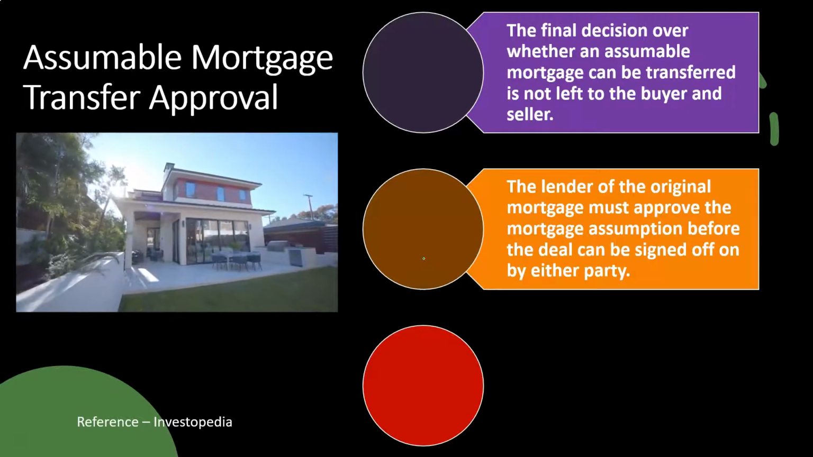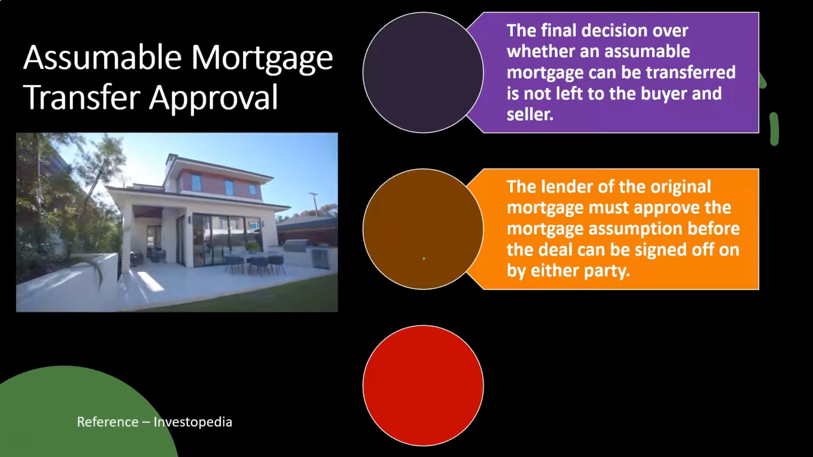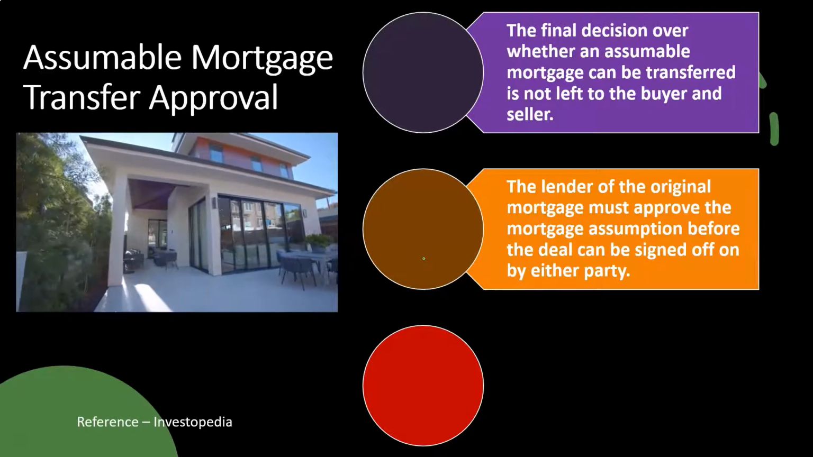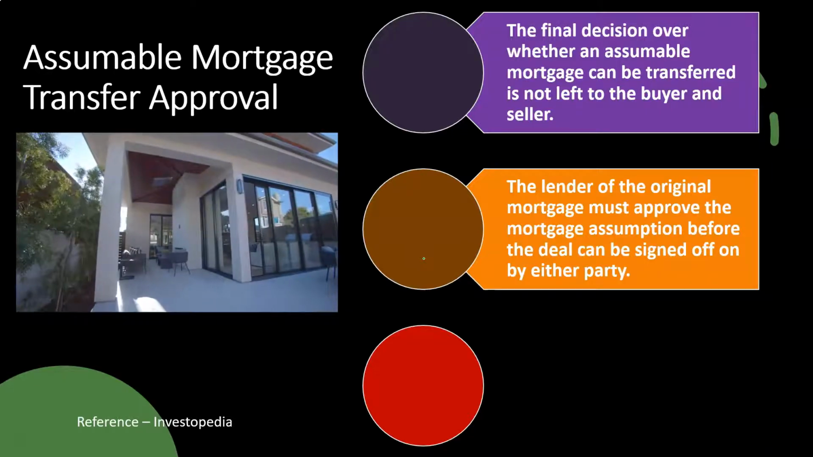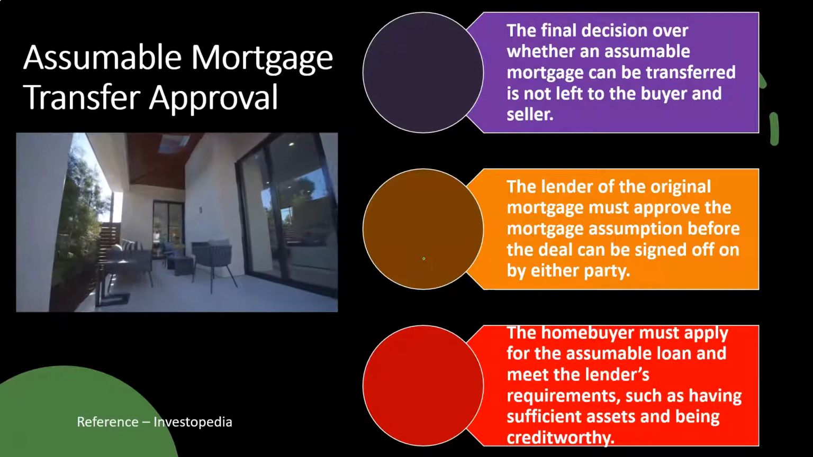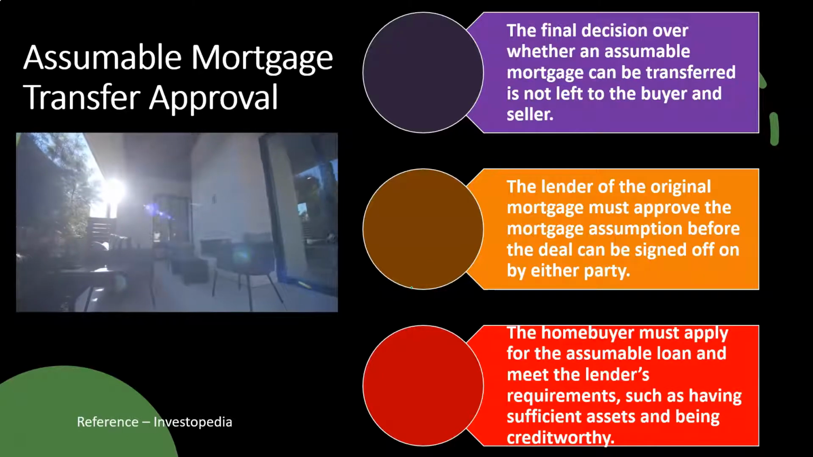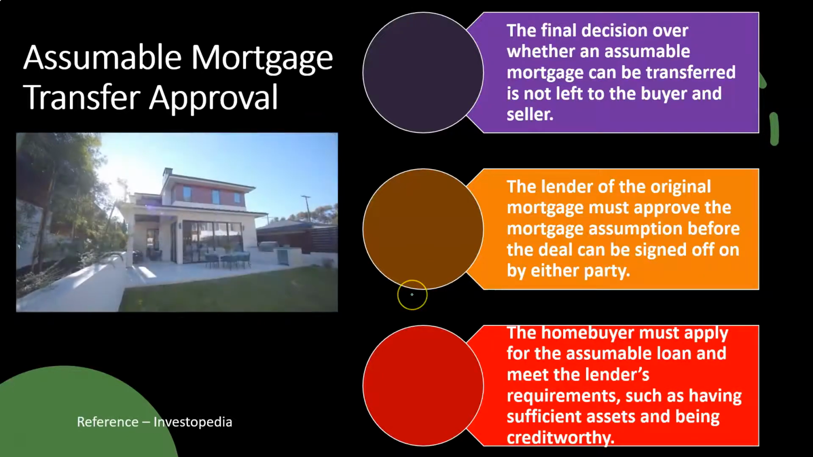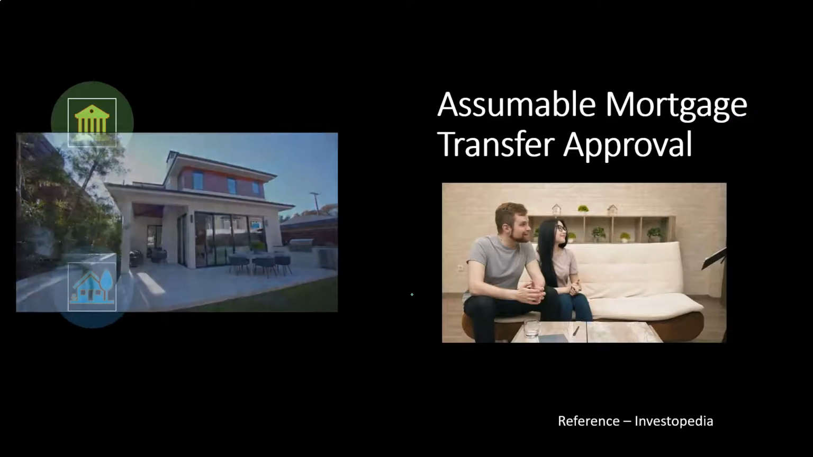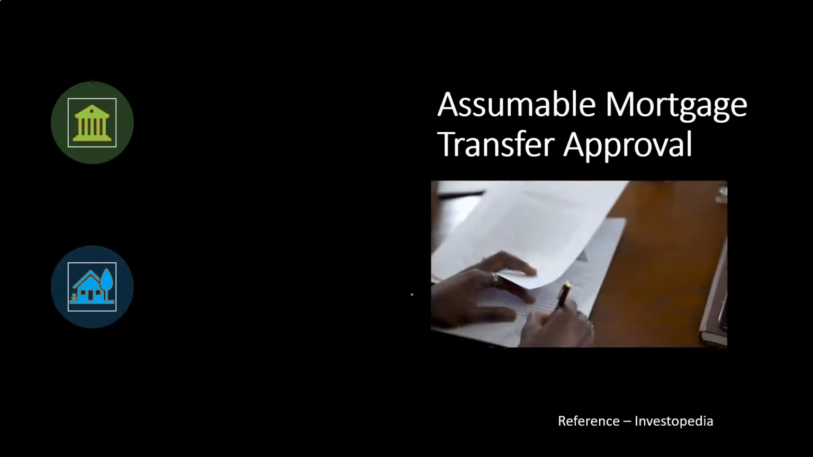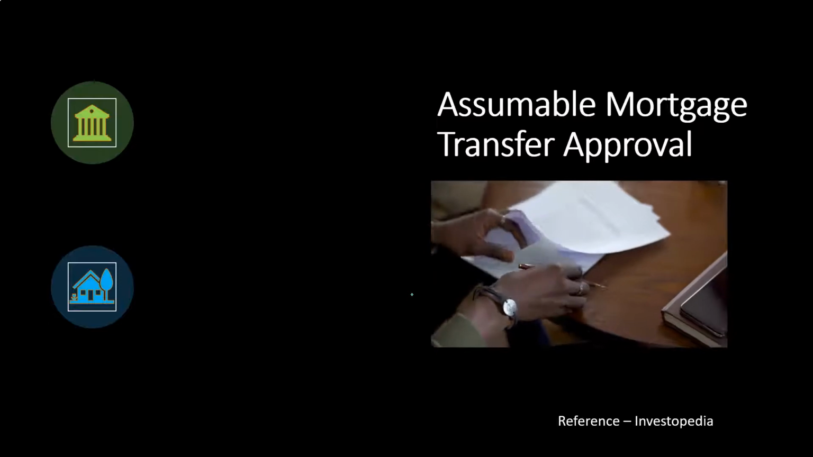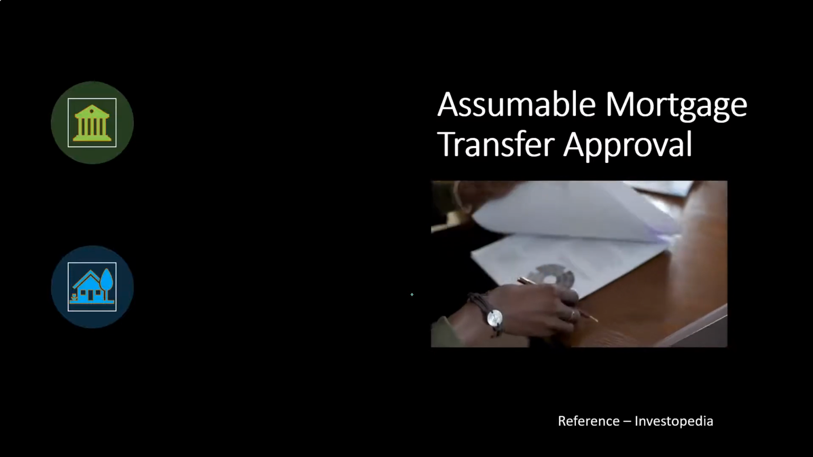I trust you. I looked at your credit score. You're transferring it to this other person. Are they worthy? Can I trust them? Are they going to pay off the loan? So obviously the lender is going to want a say in terms of who you're transferring to. So the home buyer must apply for the assumable loan and meet the lender's requirements, such as having sufficient assets and being creditworthy. So are you assuming it to somebody else who the bank agrees with? You've got to go through the same process and see if they're worthy of paying back the loan.